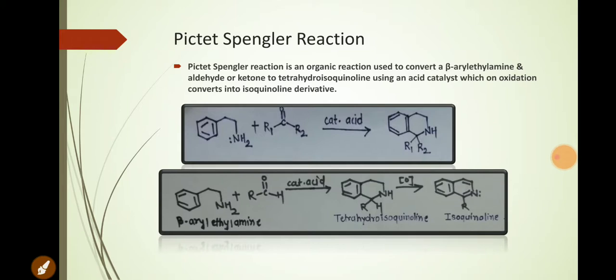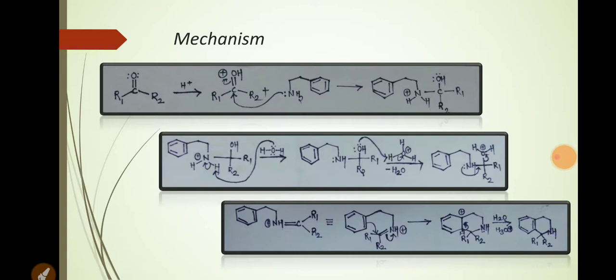So, the Pictet-Spengler reaction is an organic reaction used to convert a beta-aryl ethylamine and an aldehyde or ketone to tetrahydroisoquinoline using an acid catalyst, which on oxidation converts into an isoquinoline derivative. Let us understand this reaction by its mechanism.